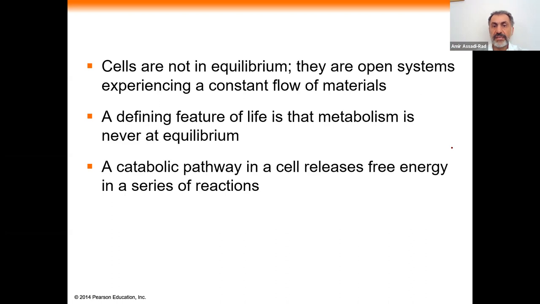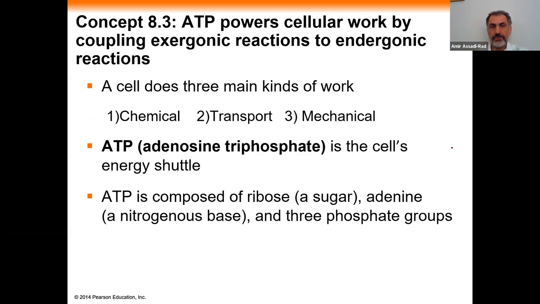A catabolic pathway in a cell releases free energy in a series of reactions, which we already talked about. ATP powers cellular work by coupling exergonic reactions to endergonic reactions. A cell does three main kinds of work: chemical, transport, and mechanical. Those are the three main things that a cell does. ATP, whose structure you already studied before, I'm not going to elaborate on anymore. I'll just run through it quickly, and we need to get to enzymes.